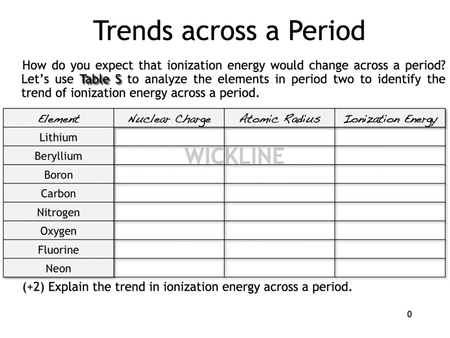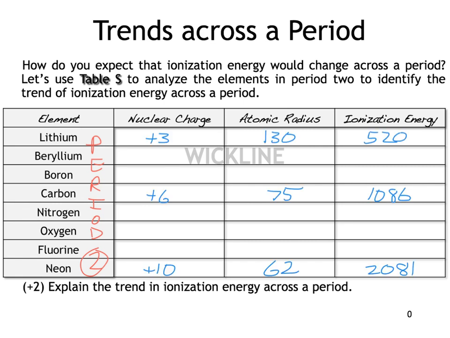Now let's look at some trends across periods. I have chosen here elements all from the same period, and it goes lithium to neon. These are all period 2. And we need to grab a little bit of data on the nuclear charge and the atomic radius and the ionization energy. So use Table S to grab that data now.